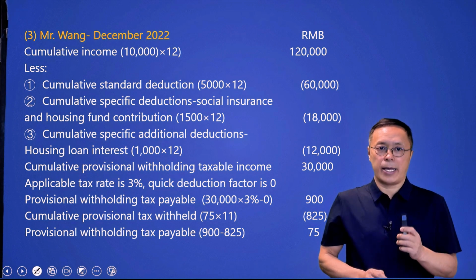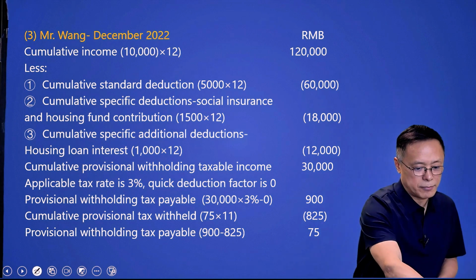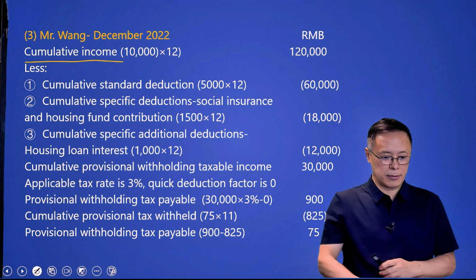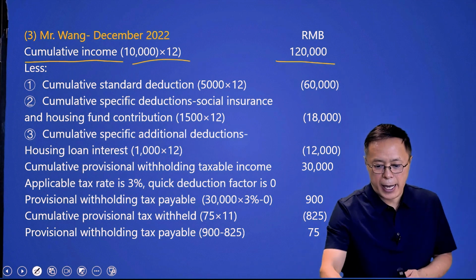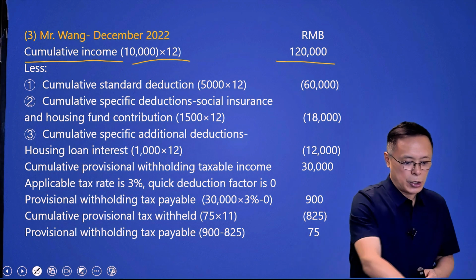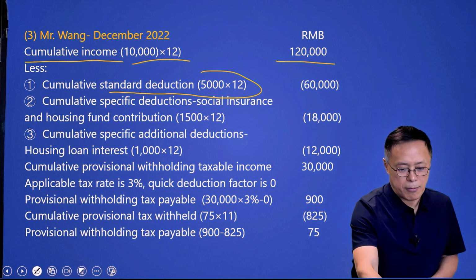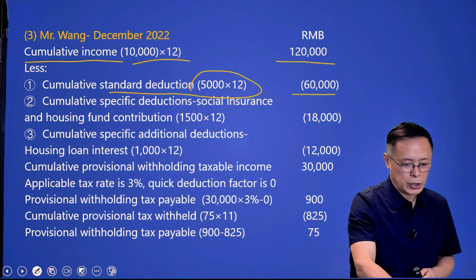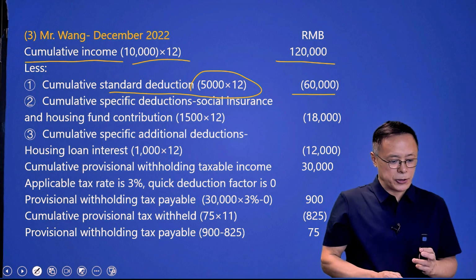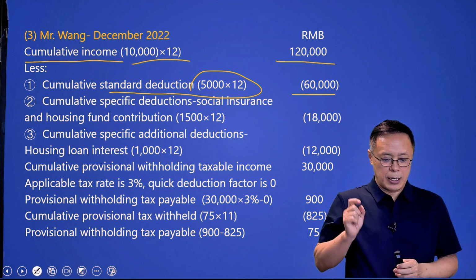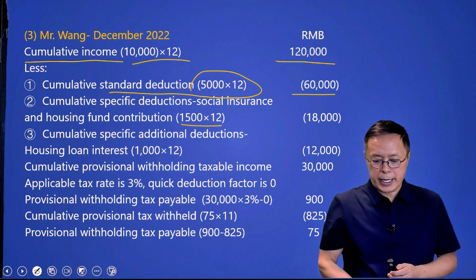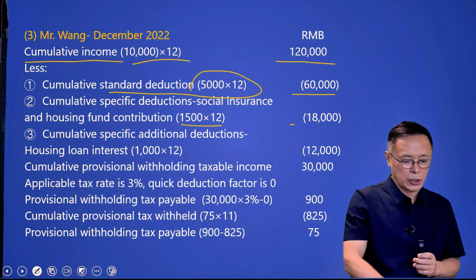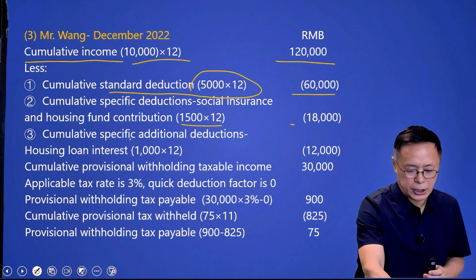Missed one in December 2022. The calculating process of provisional withholding tax payable is as follows. The first item, cumulative income, is 12 months. So the amount is 120,000. Less cumulative standard deduction, 12 months. So the amount is 60,000. Less cumulative specific deductions, which is social insurance and housing fund contribution, also 12 months. So the amount is 18,000.